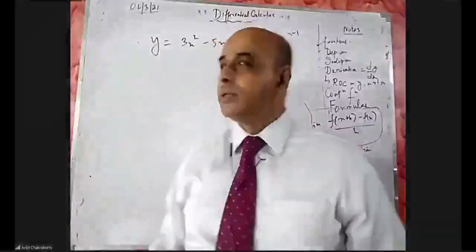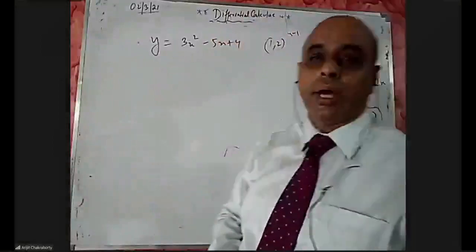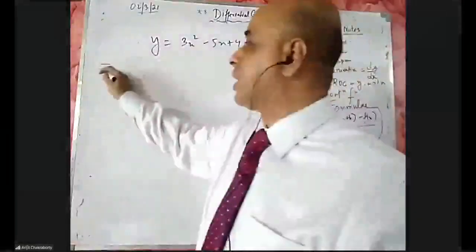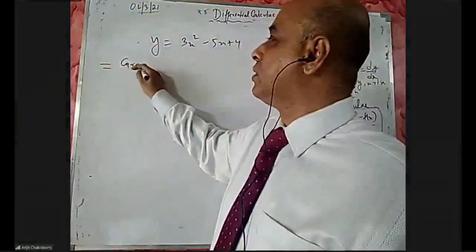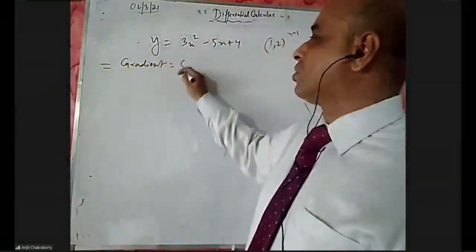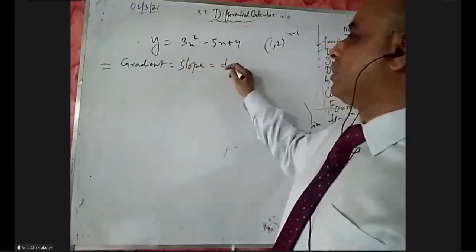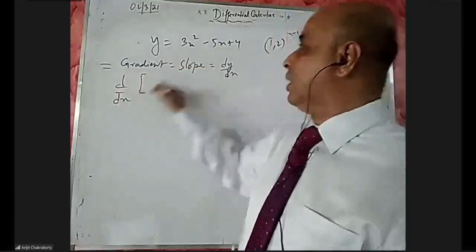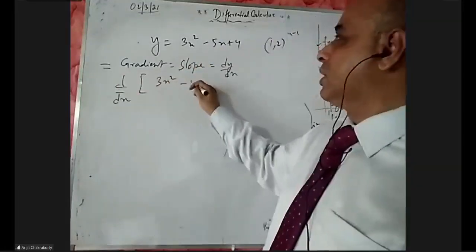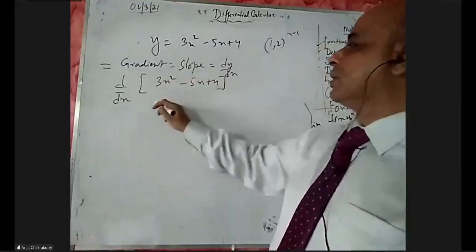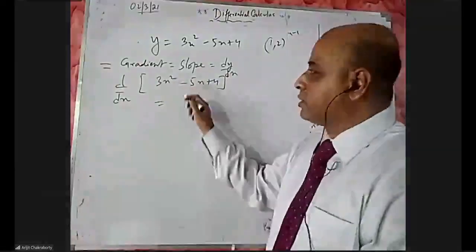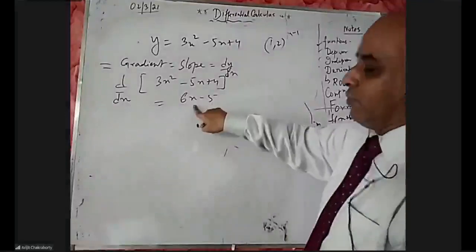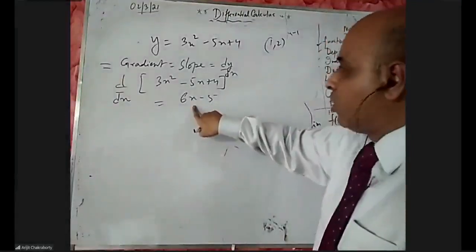Very simple. We just consider this to be a curve and we find the differential coefficient. So directly we write that the gradient or the slope is given by dy by dx. So we carry out d dx, 3x square minus 5x plus 4. So this comes to, straight away I'm doing 6x minus 5. We have to find the slope at the point 1, 2.